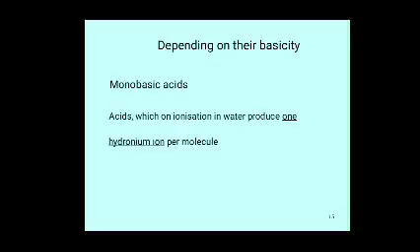Acids which on ionization in water produce one hydronium ion per molecule are called monobasic acids, like HCl, HBr, HNO3, HI, HF. These all are monobasic acids.